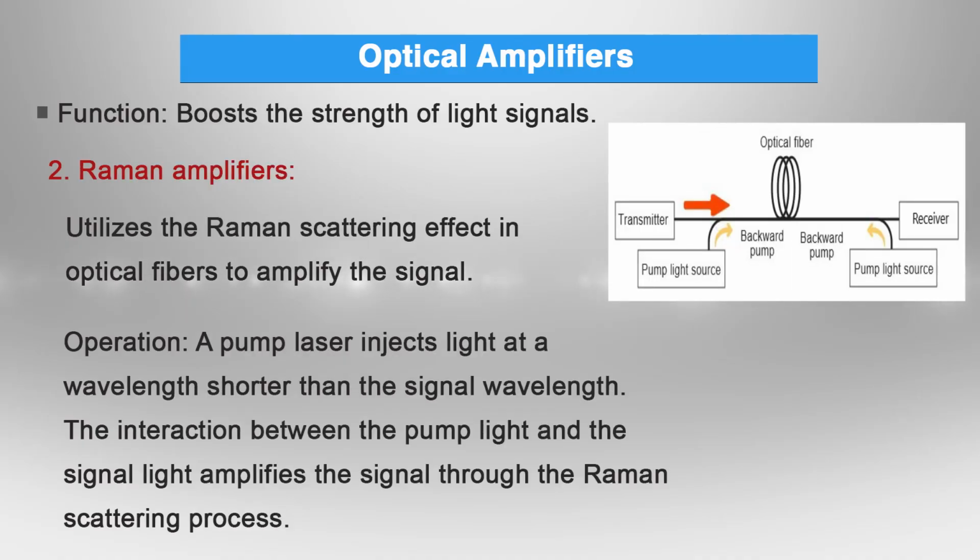Second type of amplifier is Raman amplifier. It utilizes the Raman scattering effect in optical fibers to amplify the signal. A pump laser injects light at a wavelength shorter than the signal wavelength. The interaction between the pump light and the signal light amplifies the signal through the Raman scattering process. Its applications can be used to extend the amplification bandwidth beyond the capabilities of EDFAs and are often used in combination with EDFAs for extended reach and bandwidth.